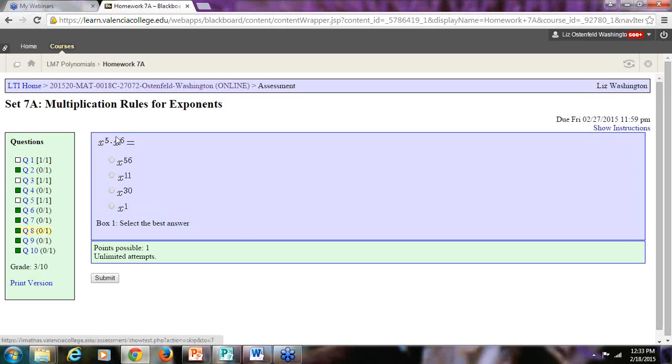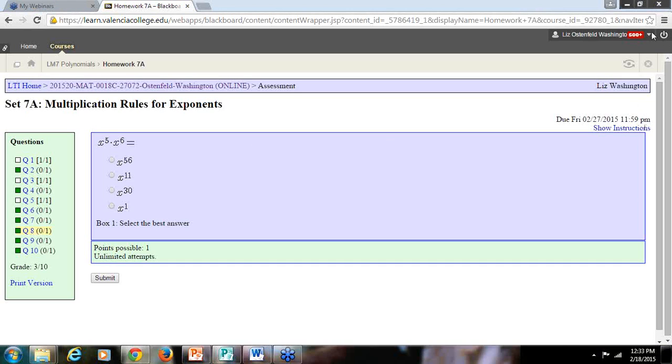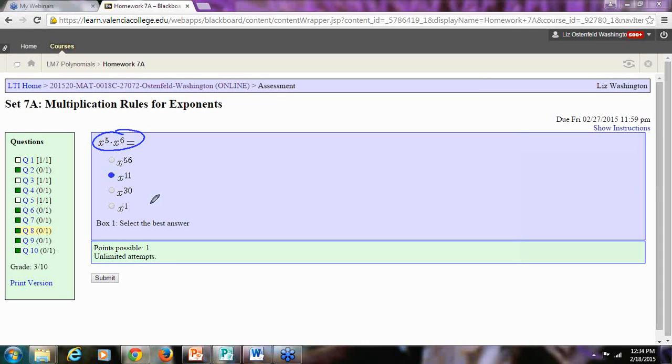So this one, what do you guys think this will be? X to the 5th times x to the 6th. Since I'm multiplying bases that are the same, am I going to add those exponents or am I going to multiply those exponents together? What do you think? What do you guys think I'm going to do? Exactly. I'm going to add those together. So I'm going to get x to the 11th. Very good.